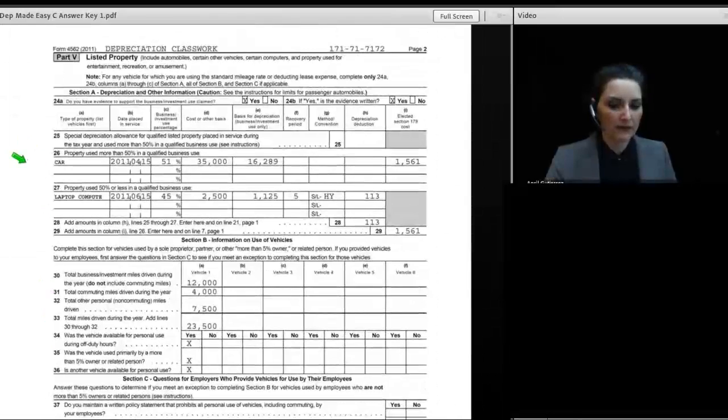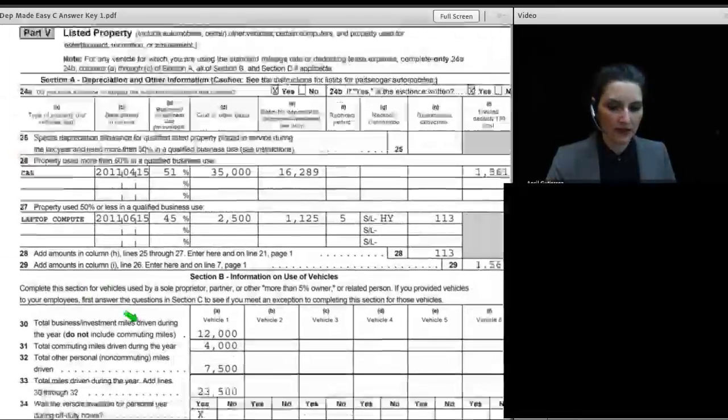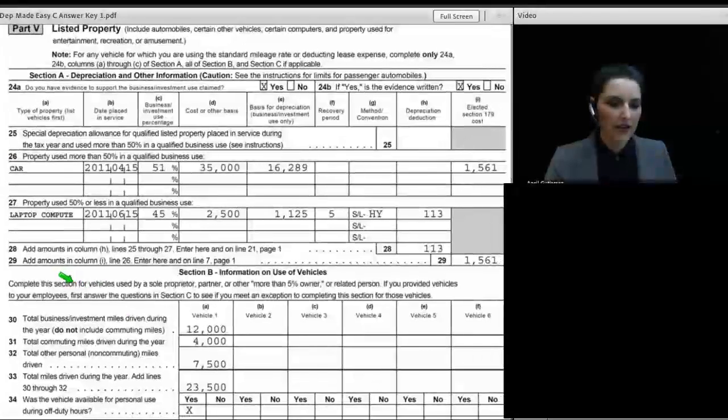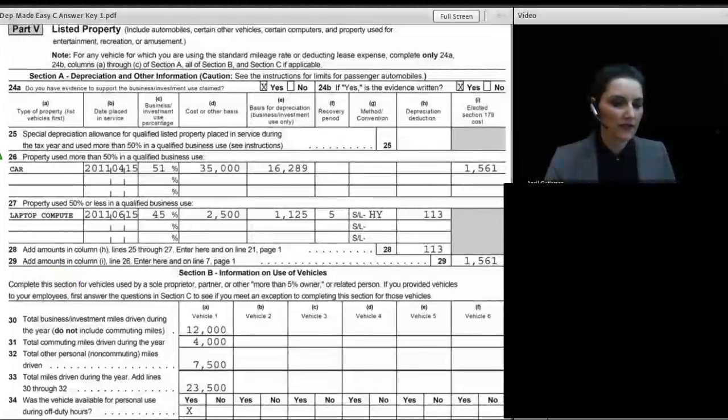So here we are in Part 5 of the form. Zoom in a little if I can. We can see we've listed the car, the date placed in service, the business percent use, the original cost of the car multiplied by the business use percentage gives us the $16,289, and the amount of elected cost on it is $1,561. We're limited by the limit on automobiles, so it's 51% of $3,060. That's the number we enter. We're stuck there, nothing extra.